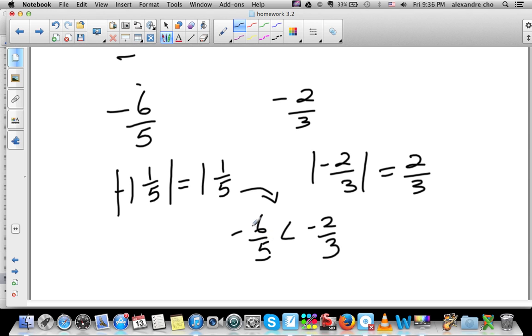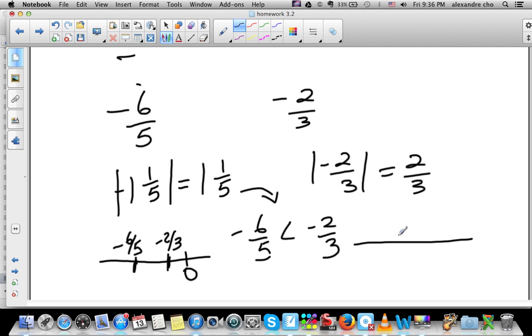Well, it works for negative numbers, but it wouldn't work for positive numbers. Okay, he has a point. The further you are away from 0 on the negative side, the less of a value you're going to have. So here's 0. Here's negative 2/3. And here is negative 6 over 5. He's absolutely correct. This number right here is further away from 0 than negative 2/3. Therefore, it has a smaller value. But if we were to do this with absolute values with positive numbers, that would not work.